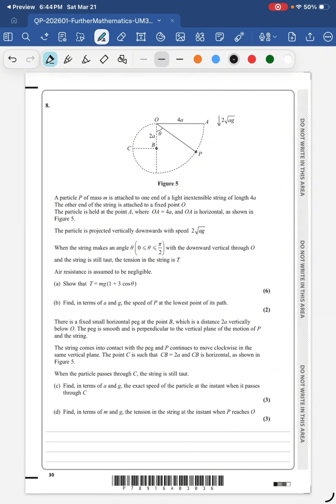When the string makes an angle theta, larger than 0 and smaller than pi over 2, with the downward vertical through O, and the string is still taut, the tension in the string is T. Okay, air resistance is assumed to be negligible. Show that T is mg times 1 plus 3 cosine theta.